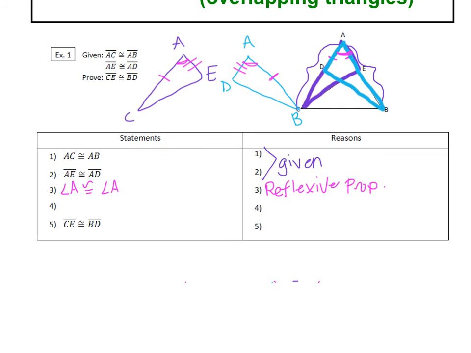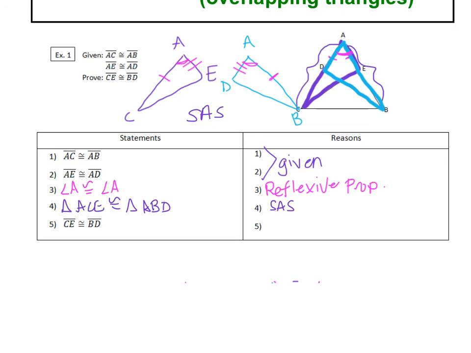Alright. So now that you have a few congruencies, do we have enough to say that the triangles are congruent? You've got a side congruent to a side, an angle, and then another pair of sides, and this angle is included between the two. So there is your side, angle, side congruency. So yes, we can say that our two triangles are congruent. We can say triangle ACE is congruent to triangle ABD. And that's from your side, angle, side congruency.